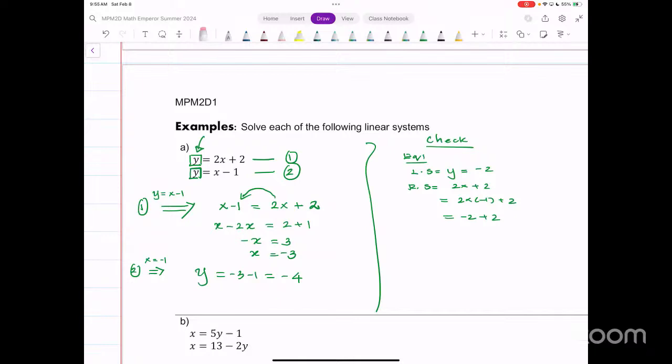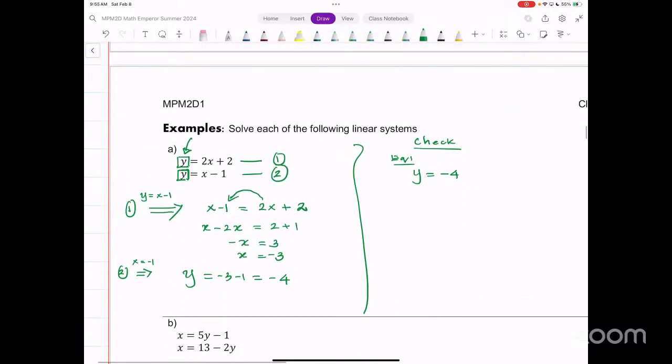So we're going to do the check again. In equation number 1, your y is equal to negative 4. So that's the left-hand side. On the right-hand side, we have 2x plus 2. 2 times minus 3 plus 2, negative 6 plus 2, negative 4. Left-hand side is equal to right-hand side, isn't it?